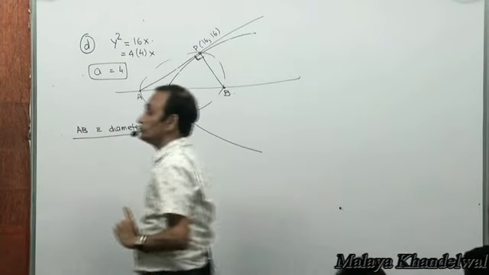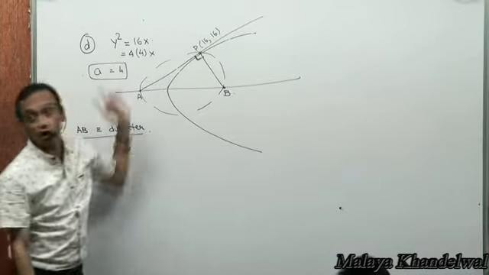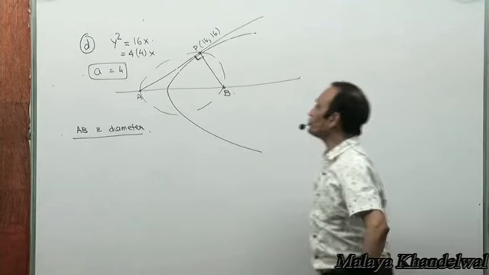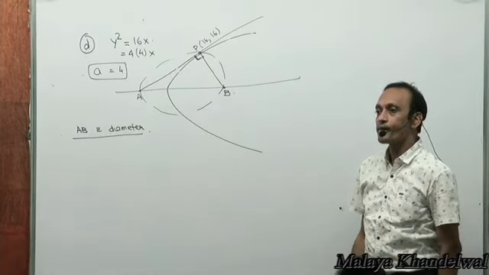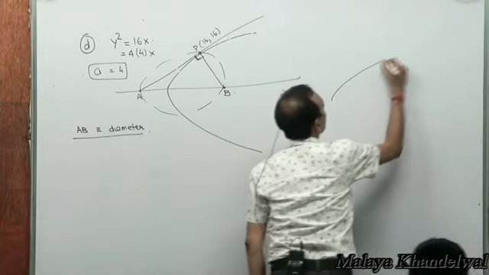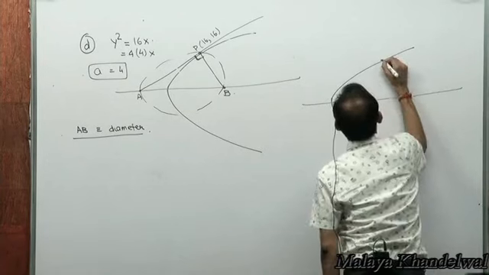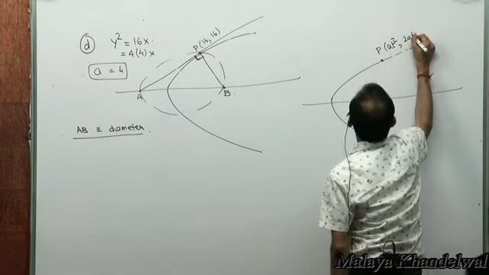Now I can show that for all tangents, the midpoint of AB will always be the focus. The midpoint of AB will always be the focus. How? See any parabola. Say this is a point P, say (at squared, 2at). Right?